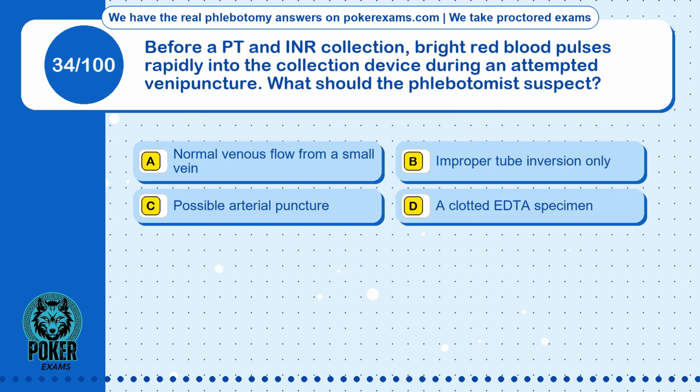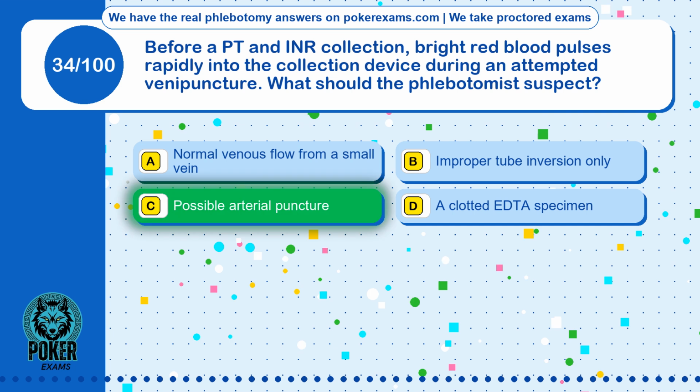Question 34. Before a patient INR collection, bright red blood pulses rapidly into the collection device during an attempted venipuncture. What should the phlebotomist suspect? Option A. Normal venous flow from a small vein. Option B. Improper tube inversion only. Option C. Possible arterial puncture. Option D. A clotted EDTA specimen.